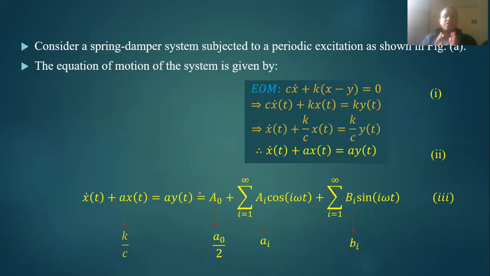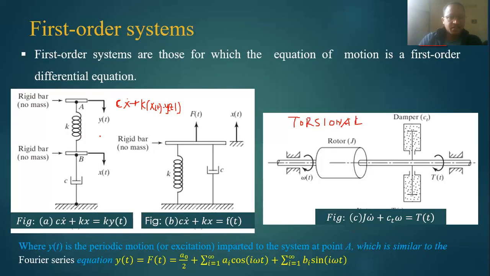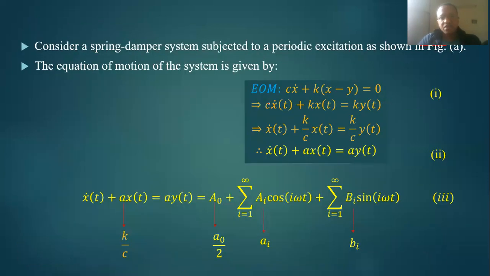Now let's consider the first case, and take this equation. The governing equation of motion is taken like this, and finally, x dot of t plus, just taking the constant values to one side, k over c, considering k over c as a. So our final equation will be this one.